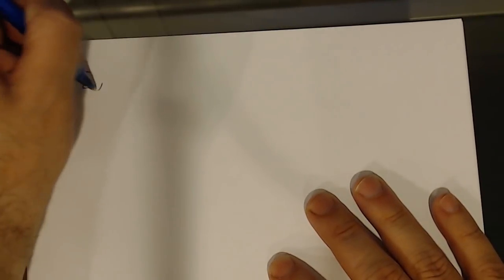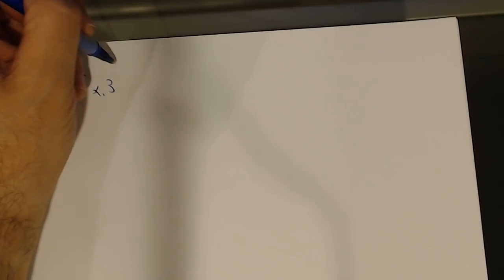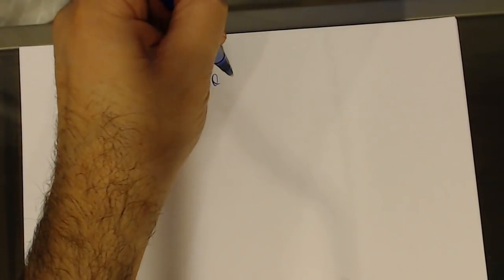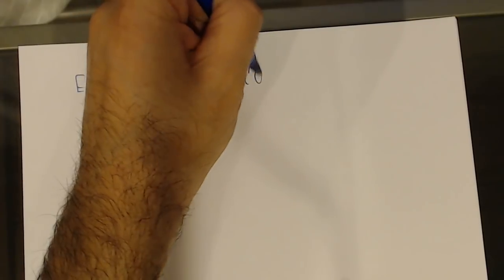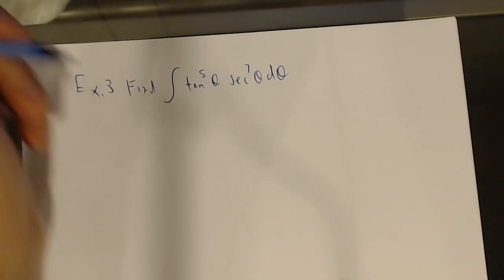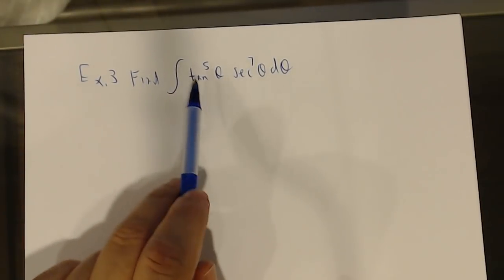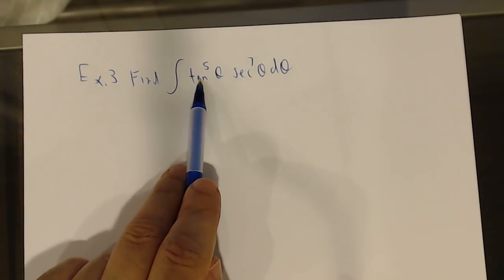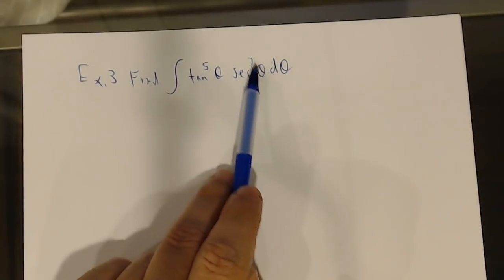Okay, so for example 3, we're going to say find the integral of tangent to the 5th theta, secant to the 7th theta d theta. And so what do you notice? Right away you notice that tangent is odd. So if the power of tangent is odd, and by the way, the power of secant isn't even.